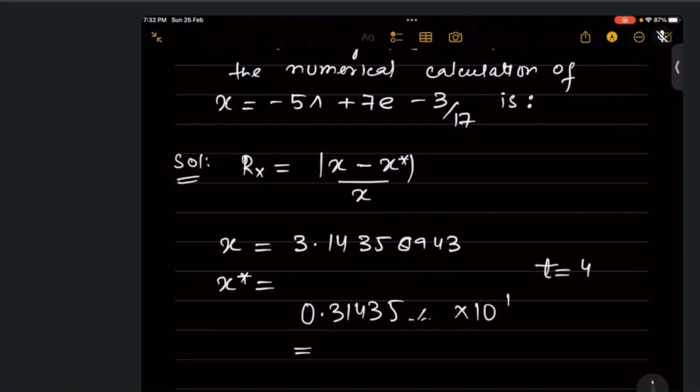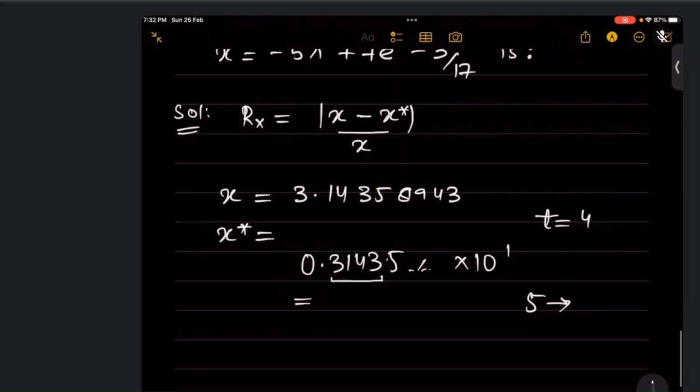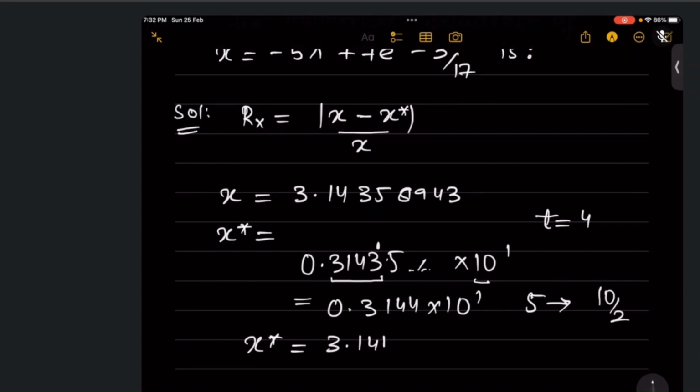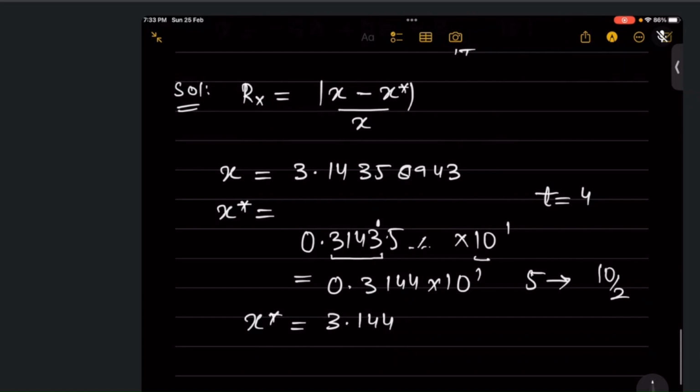Correct? Then since t is 4, we check for the first 4 digits, and after that we look at this 5. We have to see if it is greater than or equal to beta by 2 or less than that, right? Now beta is 10, so beta by 2 will be 5 itself. So this number is equal to 5, so rounded off, this will increase the value of 3 by 1. It will be 0.3144 into 10 to the power 1. So x star will be 3.144.